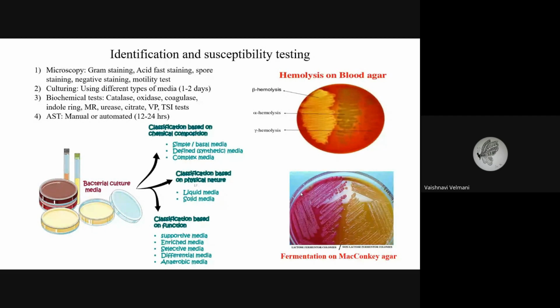If it is beta hemolysis, we can identify it as either Listeria species or Clostridium species. In alpha hemolysis, it might be Streptococcus species. Gamma hemolysis, it might be Staphylococcus species.